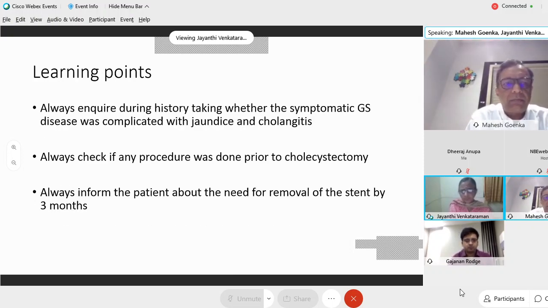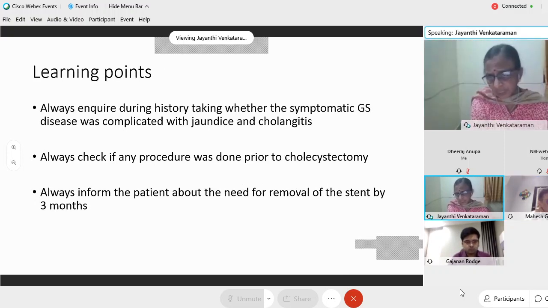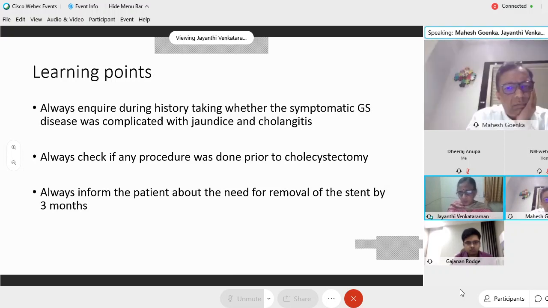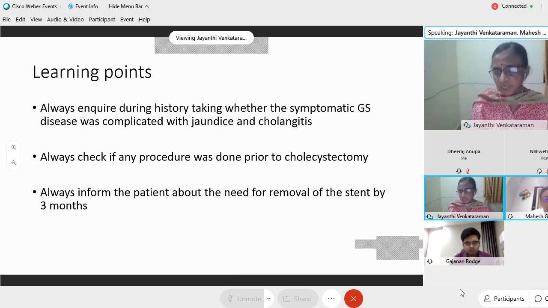Yeah. So the learning point in this case is to always inquire during history taking whether a symptomatic gallstone disease was complicated with jaundice and cholangitis. Always remember this. Check out whether a procedure was done. That's why I said that the treatment history is very important. When you come to the paragraph on treatment, you'll ask whether any endoscopic procedure was done, whether any drainage procedure was done. So automatically the history will be forthcoming. Always check if any procedure was done prior to cholecystectomy. Always inform the patient. This is the most important. Doctor's mistake. Inform the patient that there is a need for removal of a stent if placed, within 3 months of deployment of the stent.